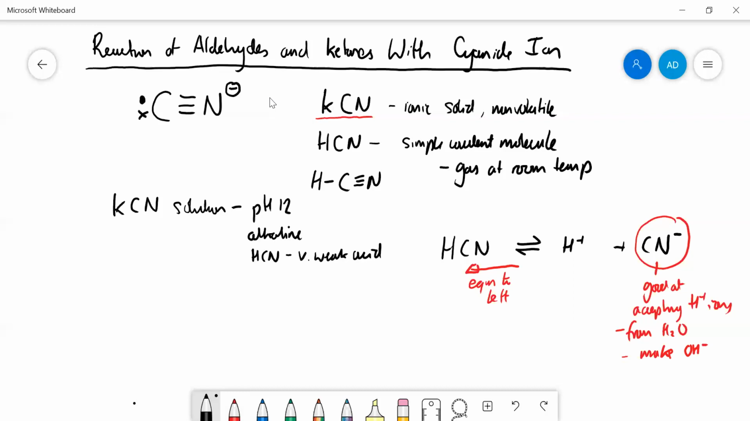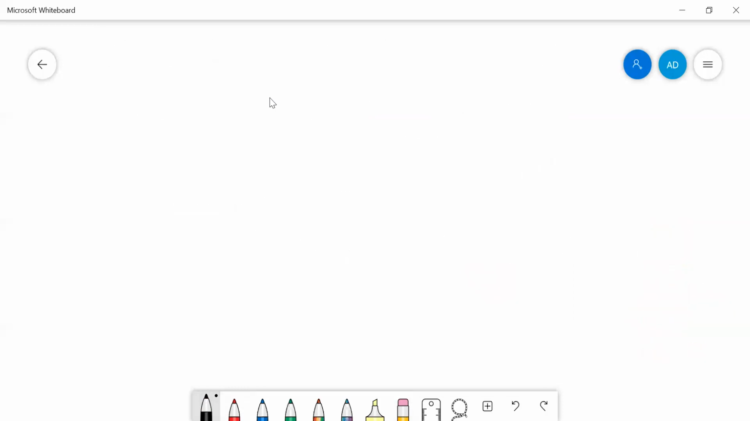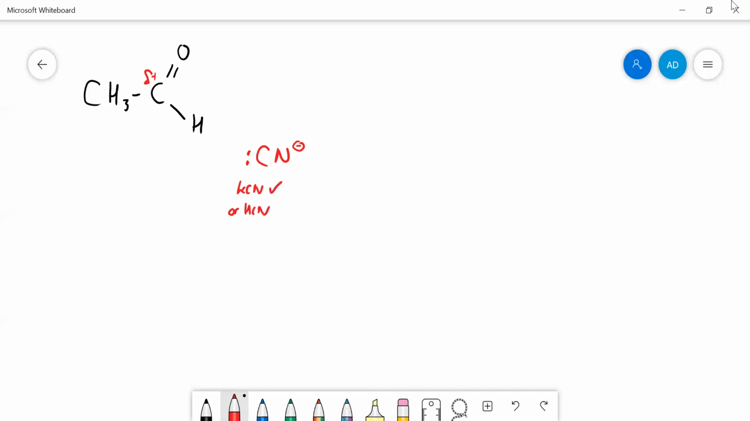Okay, so let's have a look at what happens here then. We've got the aldehyde, and we're going to react this with a cyanide ion. So that's delta positive there. If we wanted to use the cyanide ion, would we use KCN or would we use HCN? Well, obviously we would use KCN, because HCN hasn't got any cyanide ions, because HCN is covalent, isn't it? So for this, we'd use KCN. So let's see what happens.